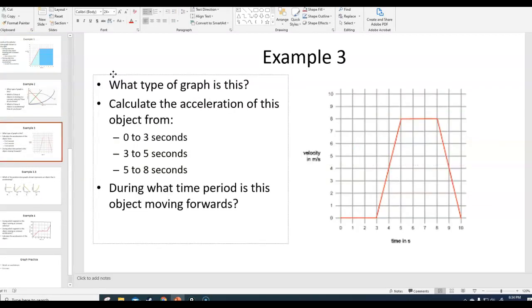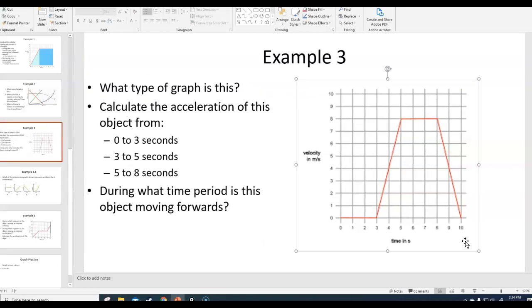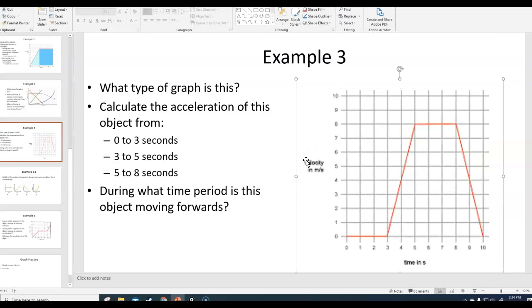Example 3 says, what type of graph is this? This is a velocity time graph. You can tell because it says velocity. And then it asks us to calculate the acceleration for 3 different ranges. From 0 to 3 seconds, here's 0 seconds, here's 3 seconds. So this is the first range. From 3 to 5 seconds is from here to here. And then from 5 to 8 seconds is from here to here. So there are basically 3 segments and they want us to find the acceleration for all 3.